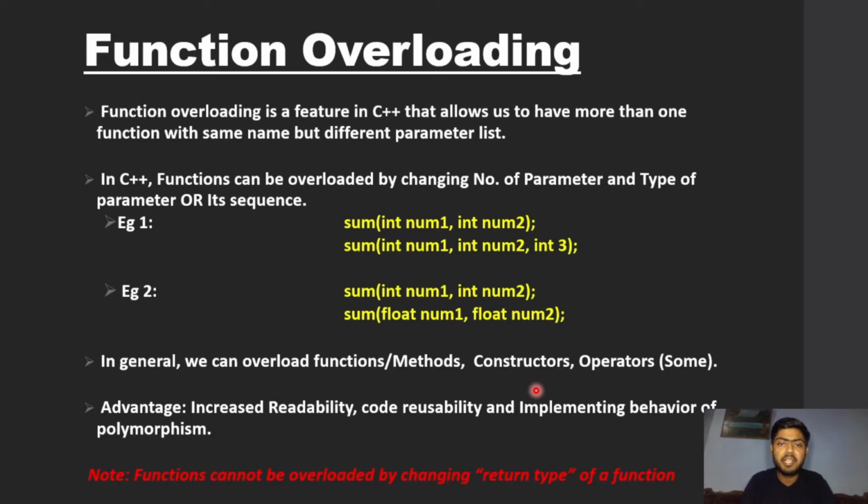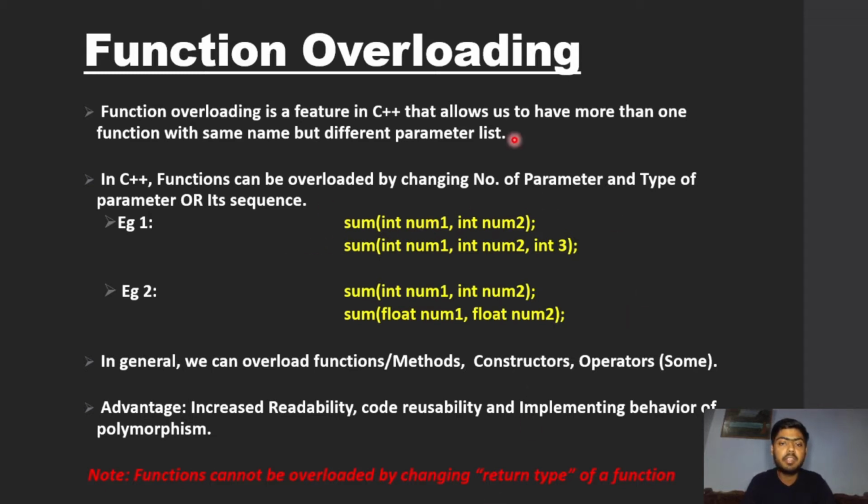Function overloading is basically a feature in C++ which allows us to have more than one function which is similar but their parameter lists are different. How does their list become different? Either by changing the number of parameters or by changing the type of parameter list.